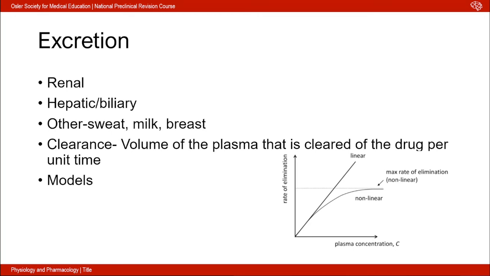So in terms of other methods of excretion, some drugs are excreted through the sweat and also through breast milk. Sorry, that's a typo there.